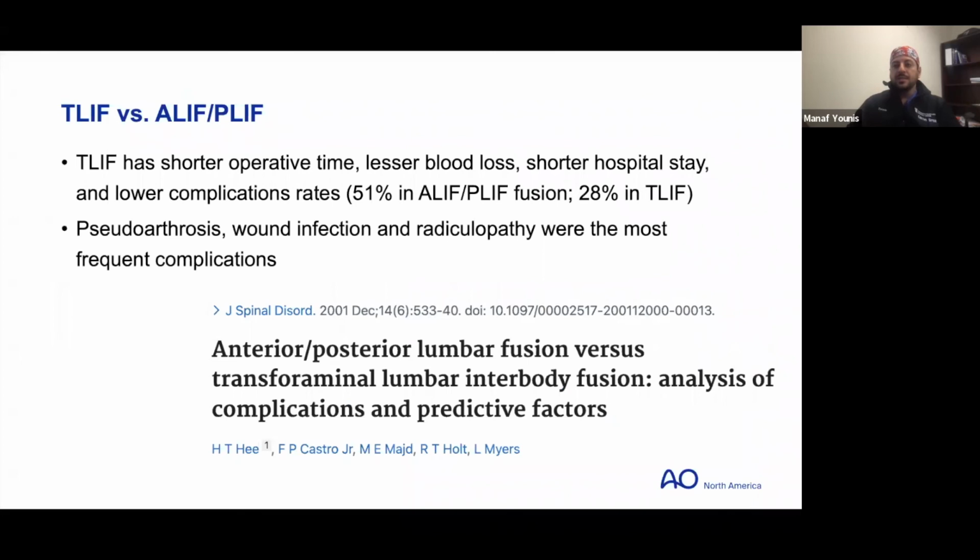In a retrospective study of 53 patients with ALIF with posterolateral fusion and 110 TLIF patients, TLIF demonstrated shorter operative time, lesser blood loss, shorter hospital stay, and lower complication rates, 51% in anterior posterior fusion versus only 28% in TLIFs. Pseudoarthrosis, wound infection, and radiculopathy were the most frequent complications in this study.